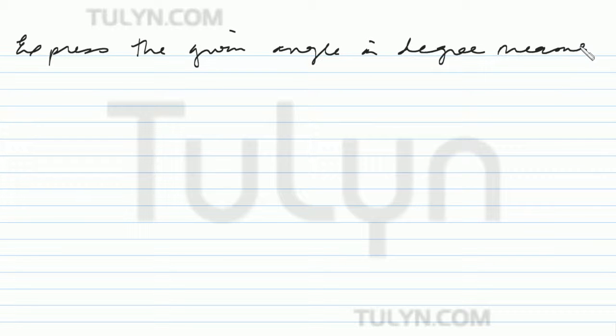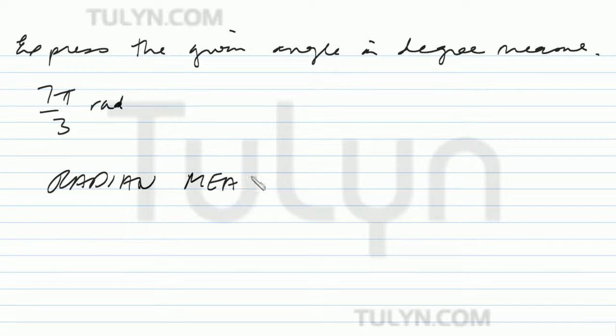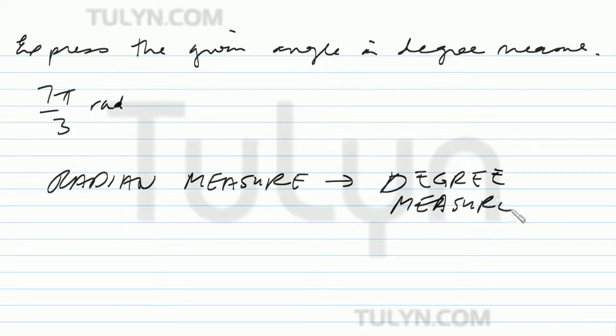Express the given angle in degree measure. So you're given 7 pi over 3, right? And what you've got to do is make it into degrees. You're given it in radians, so you've got to go from radian measure into degree measure. What you've got to do first and foremost is use this formula.